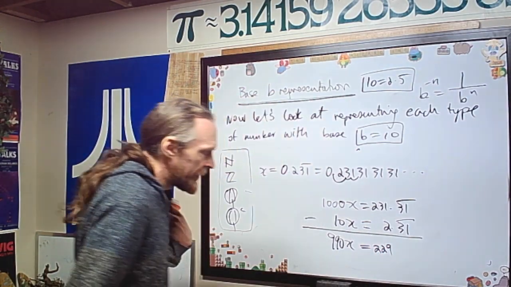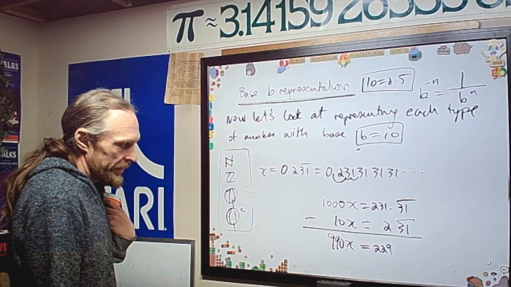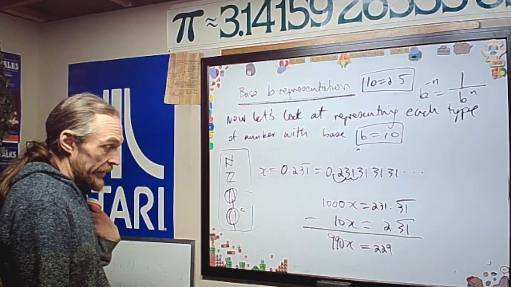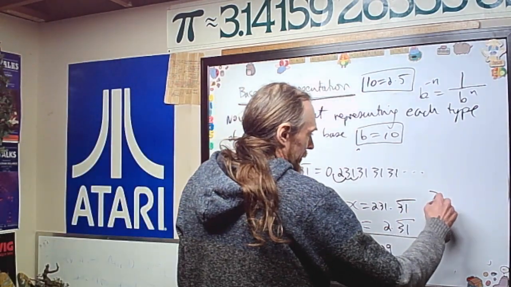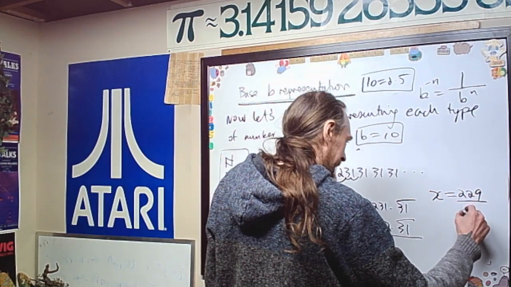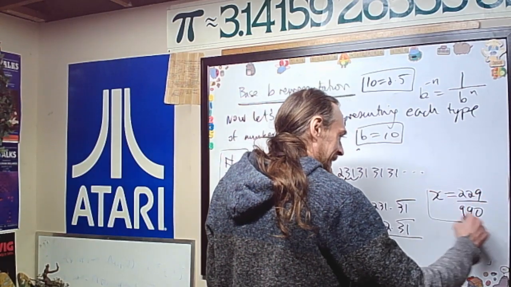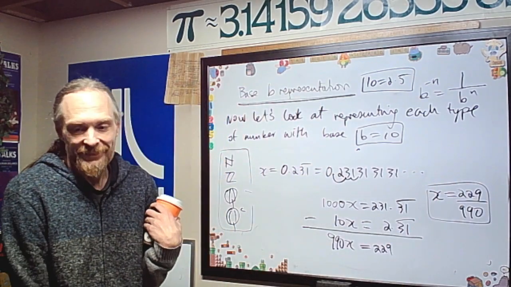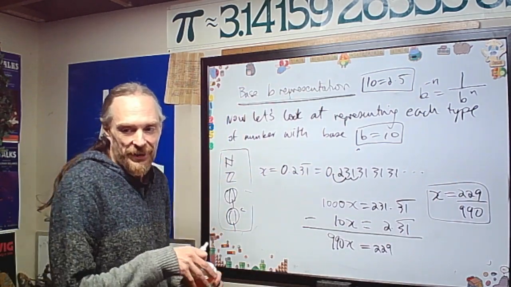229. Is that a prime number? 9, 10, 11, 12, 13. It could be. I'm not going to put it in lowest terms. I won't make you do it either. I'm pretty sure 229 is a prime. Full marks for this one. Full marks for that. You can have a cookie if you put it in lowest terms.